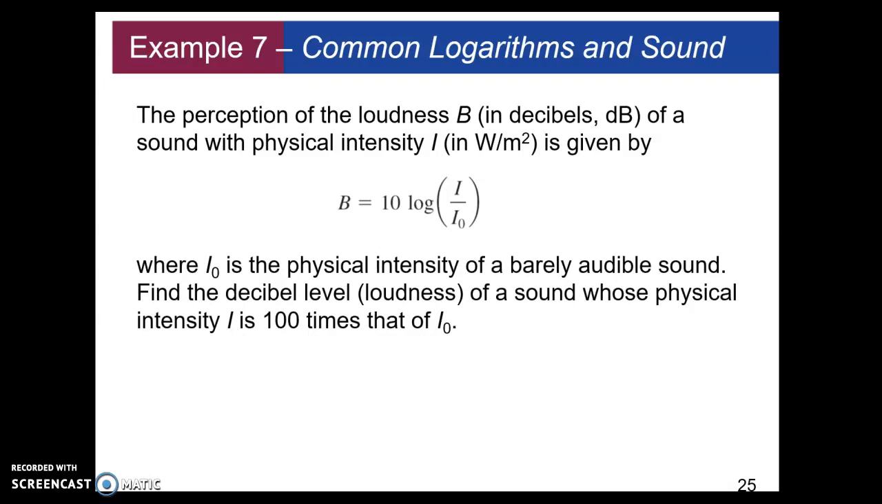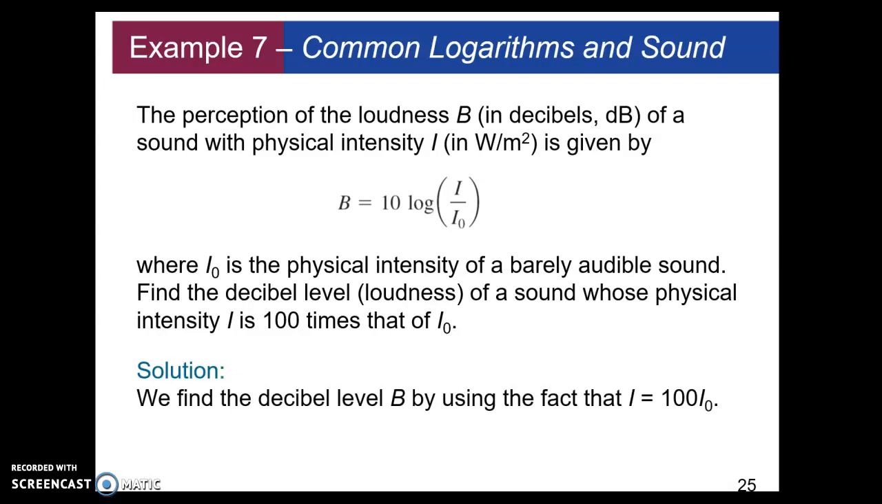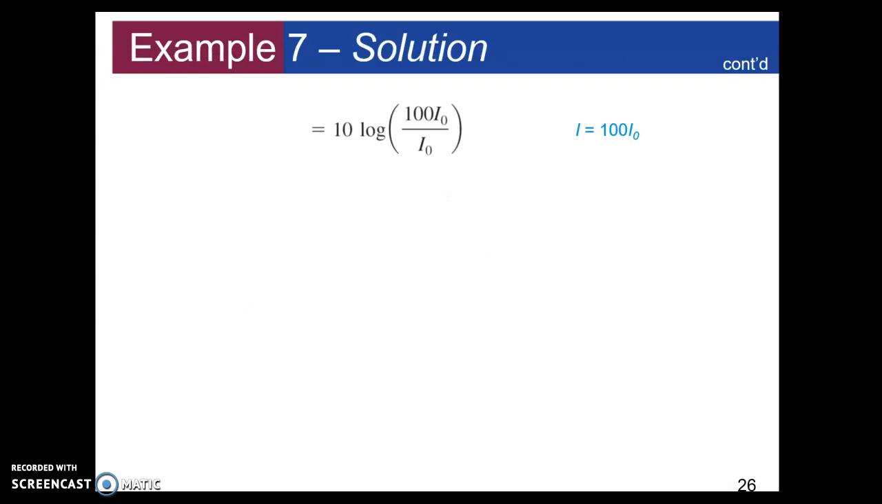So if we tell you that we want you to determine the decibel level or the loudness of a sound whose physical intensity is 100 times that of a barely audible sound, then that means that our I in the numerator of this logarithm is just 100 times I sub 0. So I'm going to substitute 100 times I sub 0 in for I in that logarithmic function. And I'll get the decibels is equal to 10 times the log of 100 times I sub 0 divided by I sub 0. Well, clearly those I sub 0s are going to cancel. And so now I have the number of decibels is equal to 10 times the log of 100.